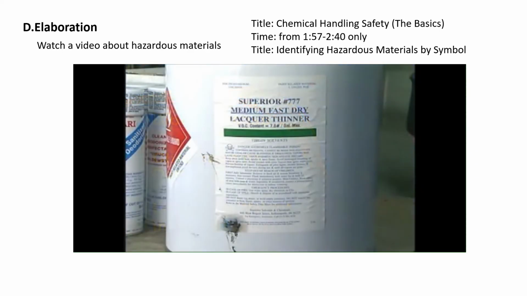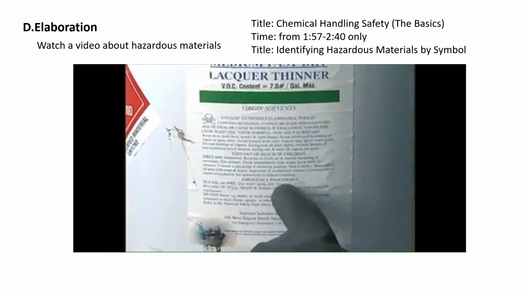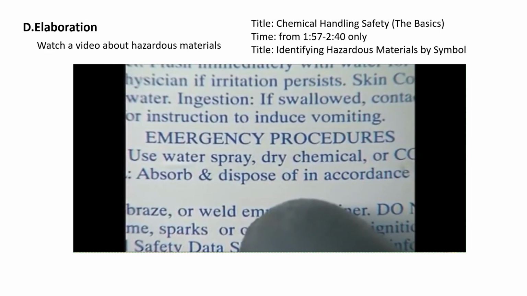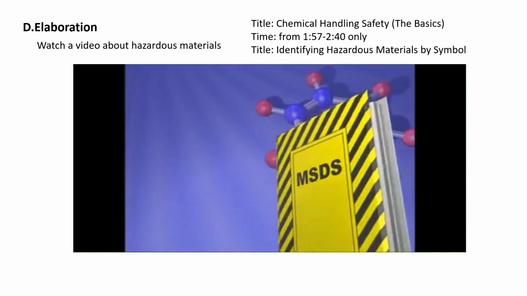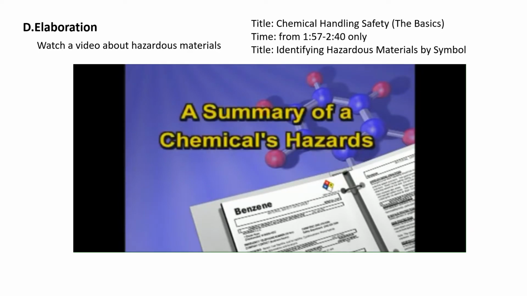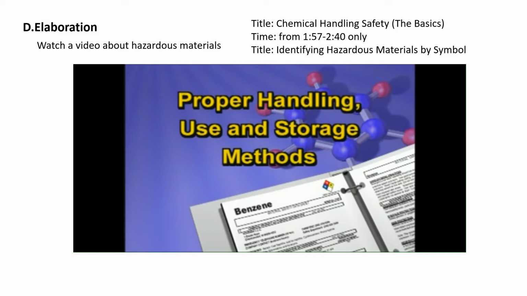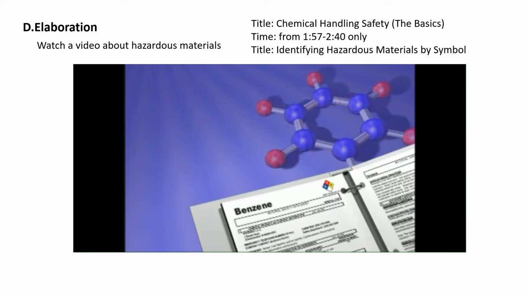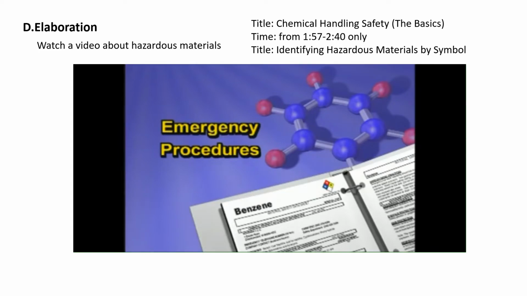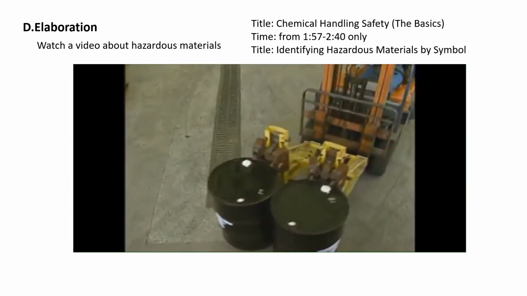When handling chemicals, knowledge is your most powerful tool. Begin by recognizing the specific hazard or hazards the chemical may present. The Material Safety Data Sheet, or MSDS, is one of your best sources for information on the chemicals you use. It contains a summary of a chemical's hazards, as well as proper handling, use, and storage methods. The MSDS also lists important information for protecting you, such as permissible exposure limits, the right personal protective equipment, firefighting techniques, and emergency procedures. The first step in identifying a chemical is to read the label.